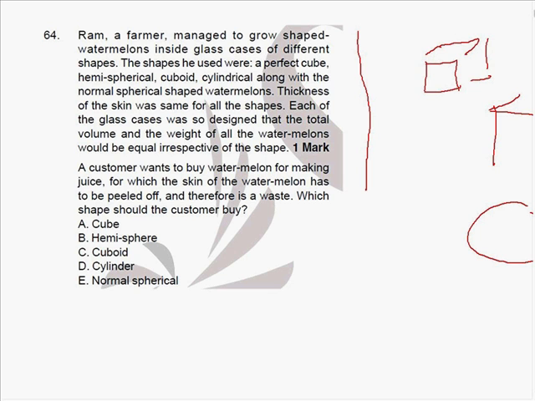The customer wants to buy watermelon for making juice, for which the skin has to be peeled off and is therefore a waste. So basically, when I'm peeling the watermelon, the skin is going to stick to the surface. Little imagination. Imagine I have a watermelon which looks like this. This is a surface. The least waste would be the one which has the least surface area. The least surface area is a sphere. So E is the answer. Least surface area is not a hemisphere. Least surface area is a sphere.